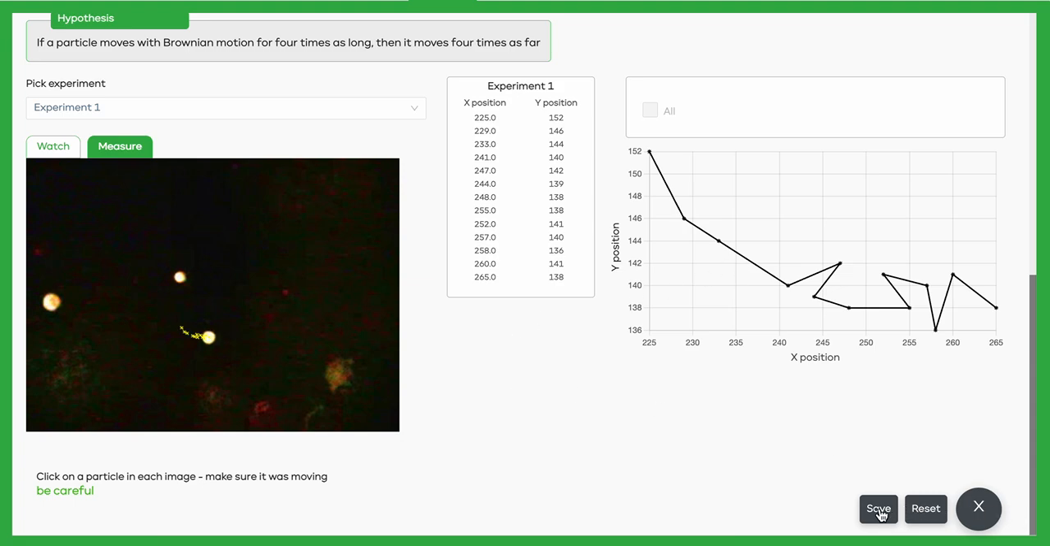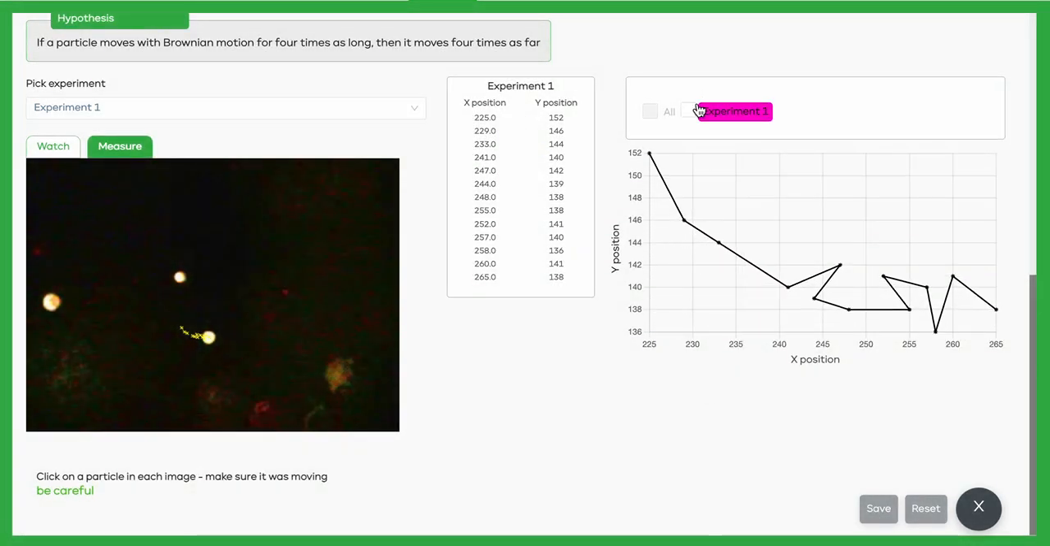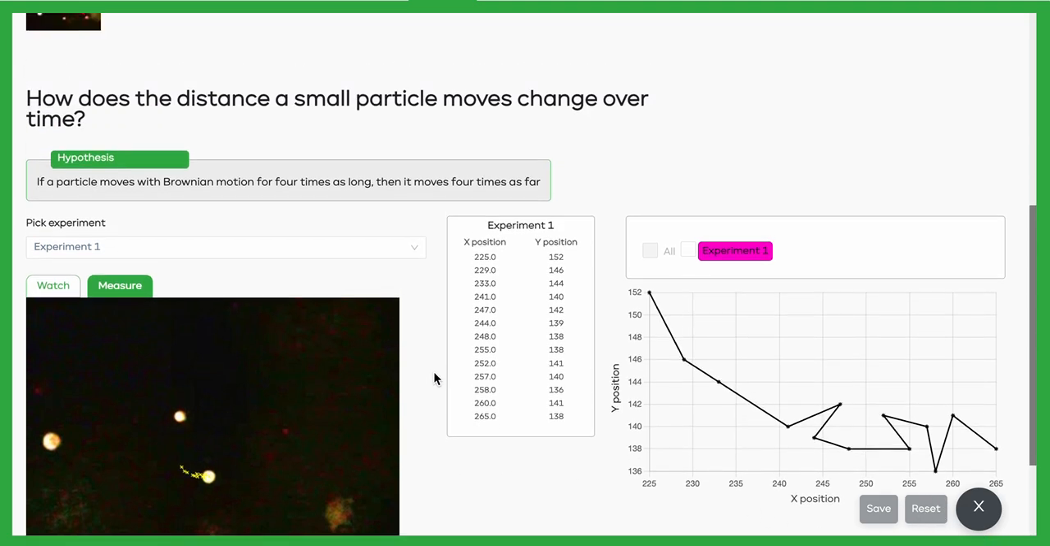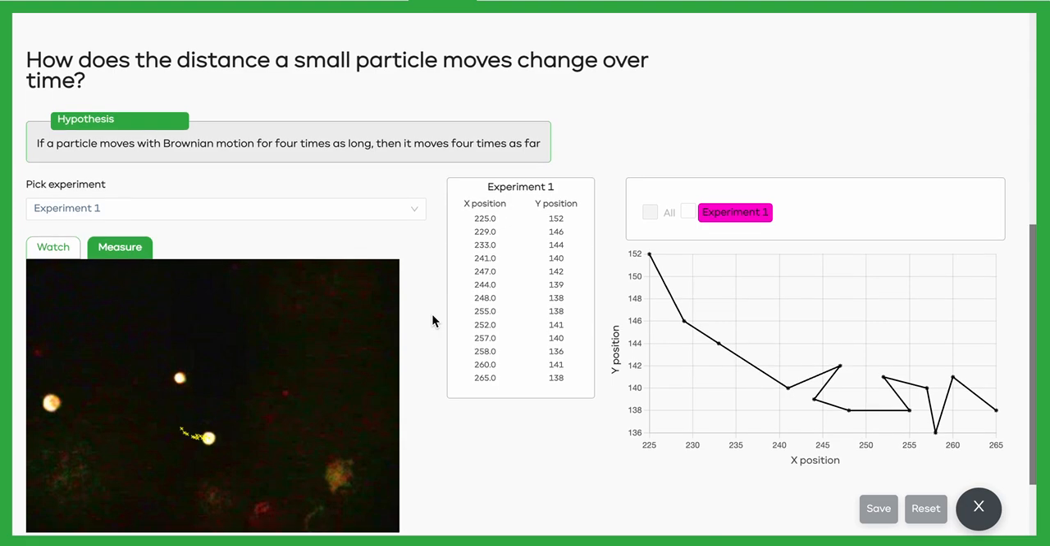Don't forget to save the graphs. And they're going to go right up into your list here. You can use the all button to look at all of them once you've done a few. And if you don't like your measuring while you're doing it, you can always use the reset button. Try to figure out how small particles move in this lab about Brownian motion.